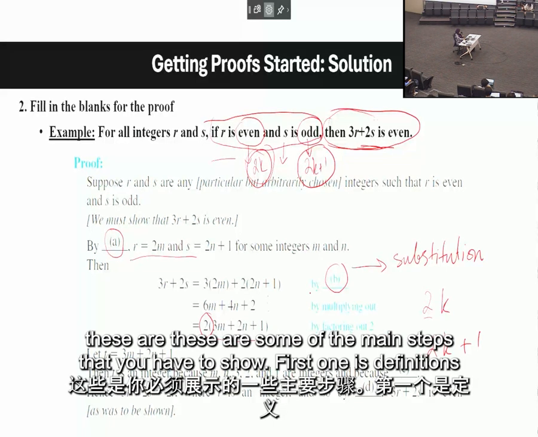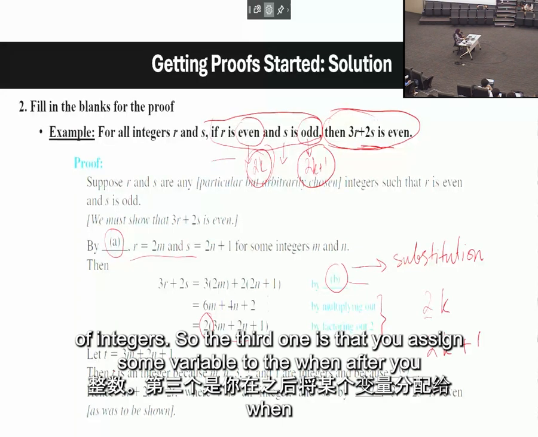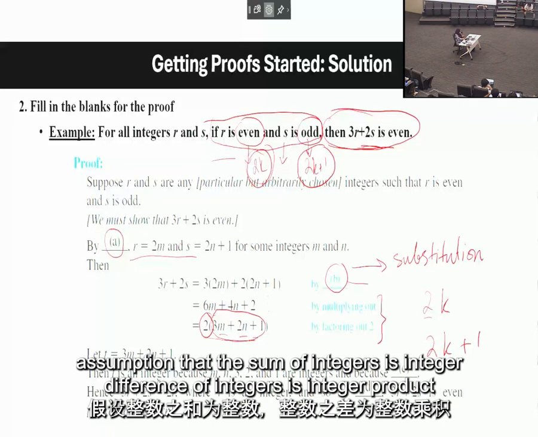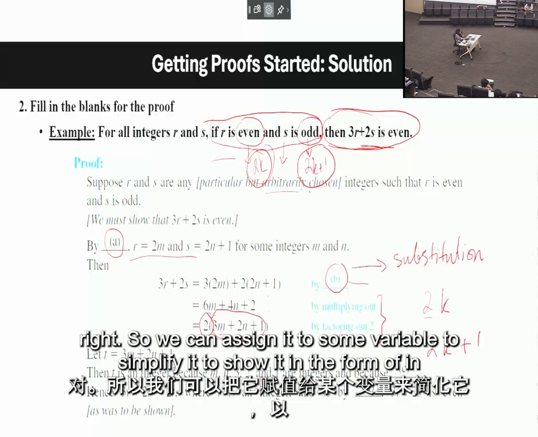After that, these are some of the main steps that you have to show. The first one is definitions of the types of integers. The second one is substitution. The third one is specific to the types of integers: after you factor out, you assign some variable to whatever you are left with, since all of these are integers. This is from your assumption that the sum of integers is an integer, the difference of integers is an integer, and the product of integers is an integer. So we know that m is an integer, n is an integer from the definitions, right?